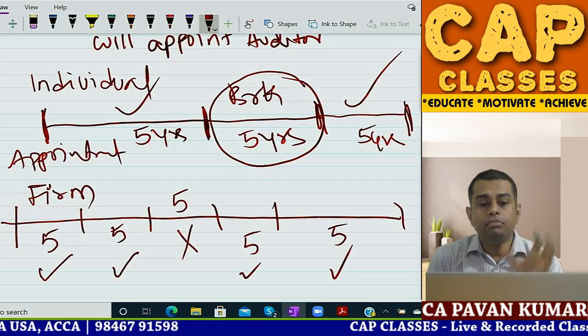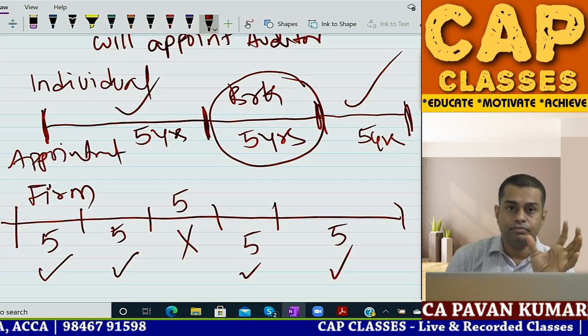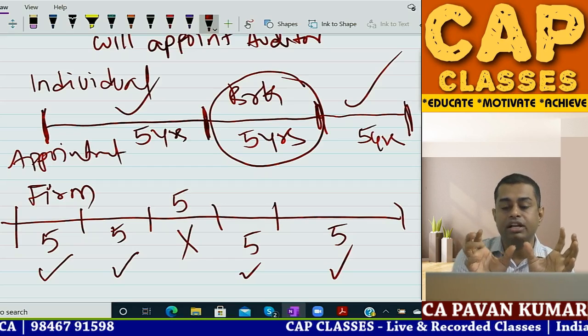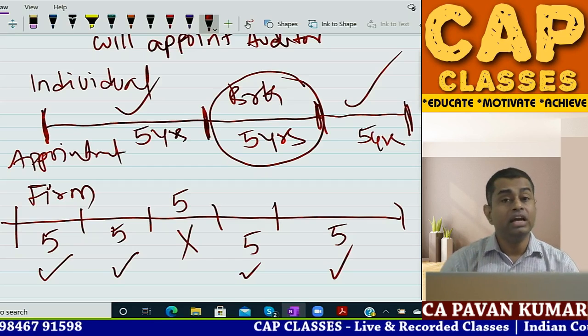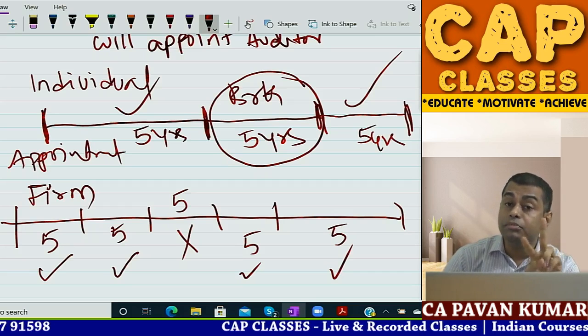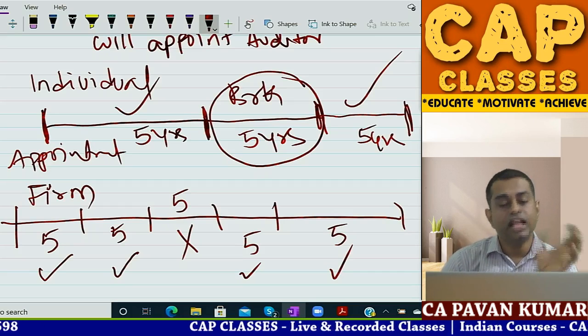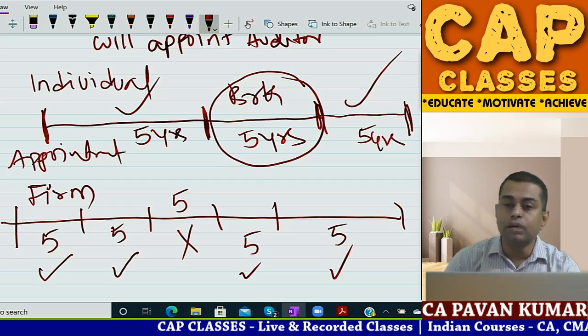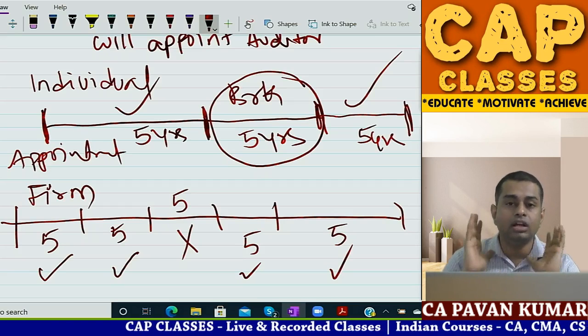So if it is a firm, 5 years you can appoint. After that 5 years cooling period. After that again 5 years you can appoint. If it is a firm, 2 terms of 5 years each. Then 5 years cooling period. Then 2 terms of 5 years again you can appoint. This is what the crux is.